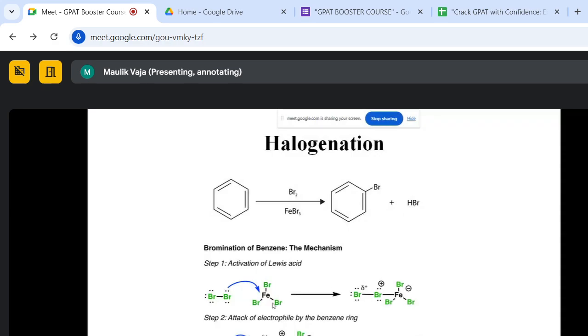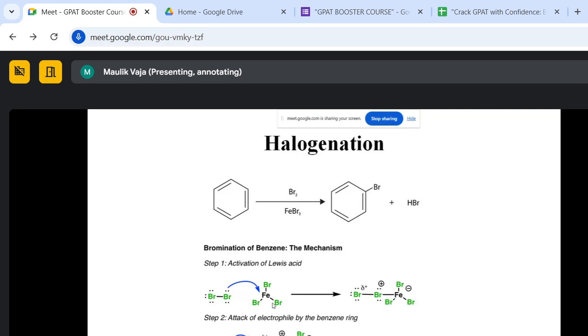While if we talk about fluorine, the synthesis of fluorobenzene, fluorine is too much reactive, very reactive. It is a totally unstable molecule. So F plus generation is also not possible. Fluorine is too much reactive, while iodine is too much unreactive, not reactive at all. That's why fluorination and iodination are not possible in electrophilic aromatic halogenation reaction.